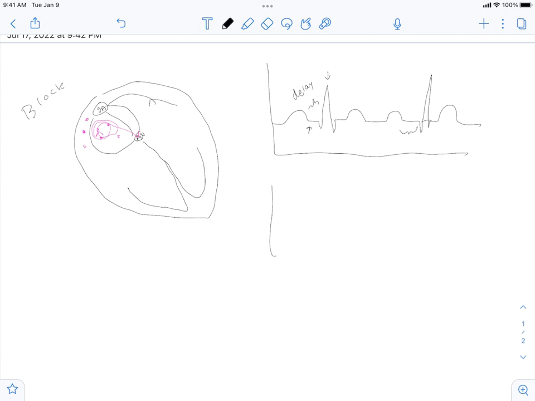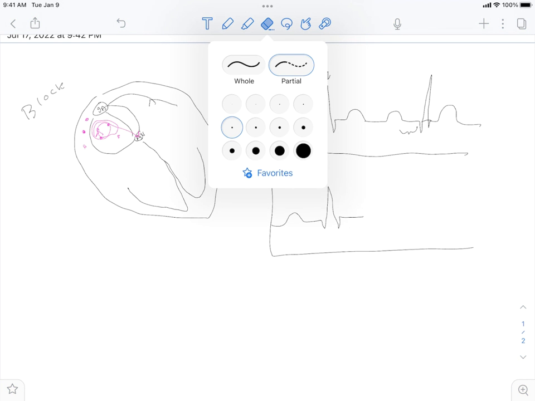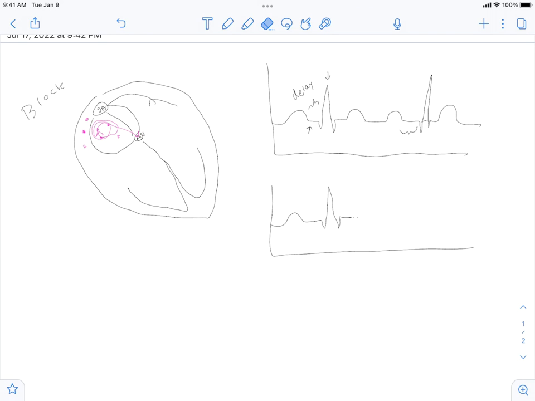Now, second degree block, what we end up seeing is this progressive, maybe it looks normal at first. T wave's fine. And then what we end up getting is this progressively longer interval. Okay, here's my T wave. And then we're going to have my P wave. And now we have an even longer interval. And that will continue until the QRS complex is completely dropped. We skip one. And that would be our second degree block.